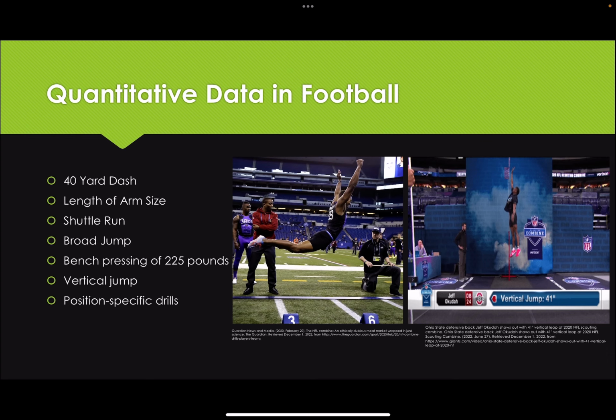As pictured in the left picture, we have an athlete doing a broad jump. And then on the right side, we have Jeff Okudah, defensive back for the Detroit Lions, doing his vertical jump. And his jump was 41 inches.